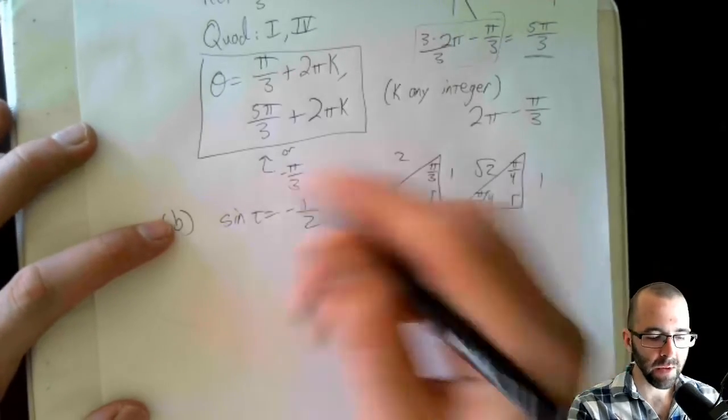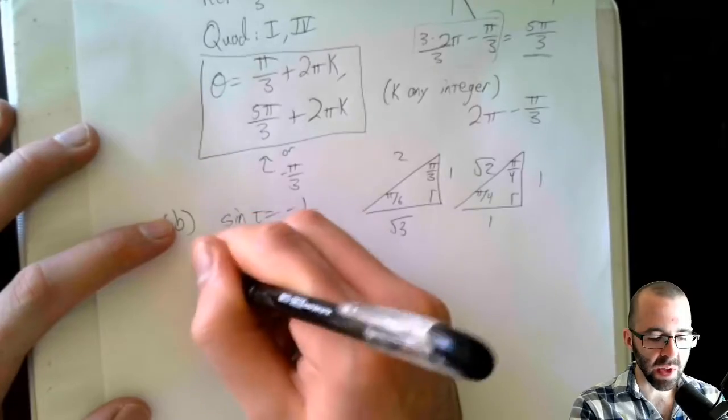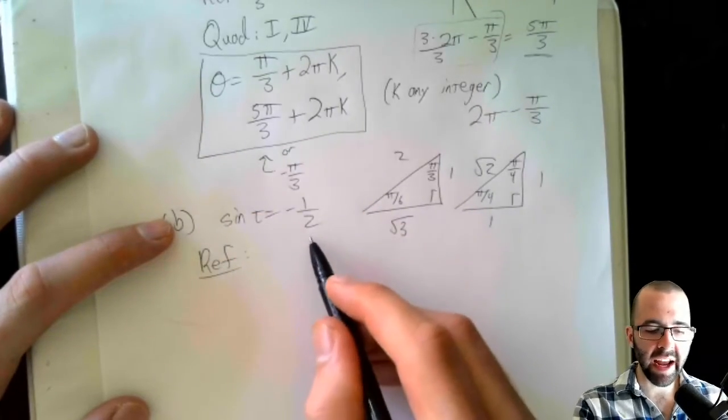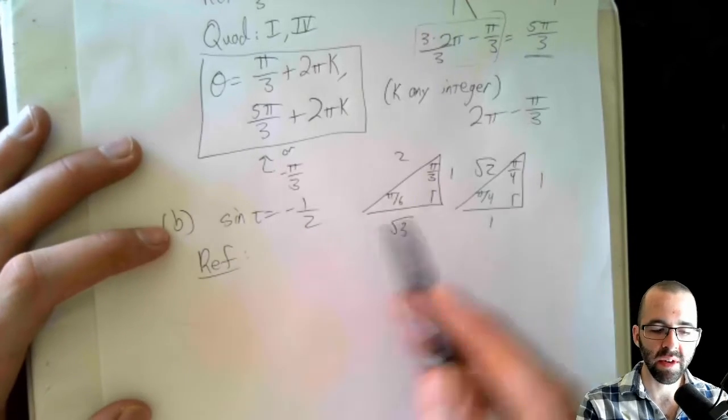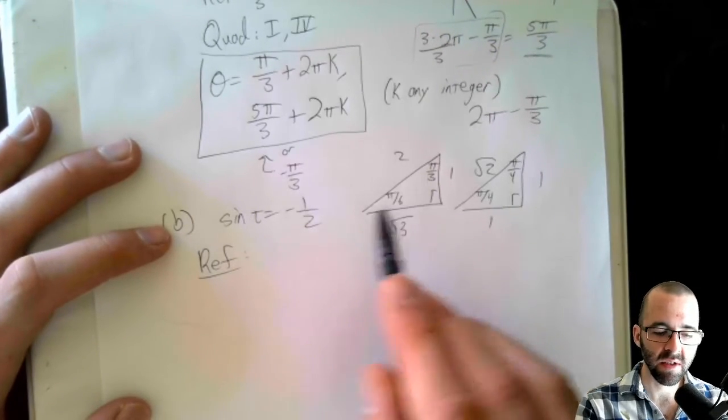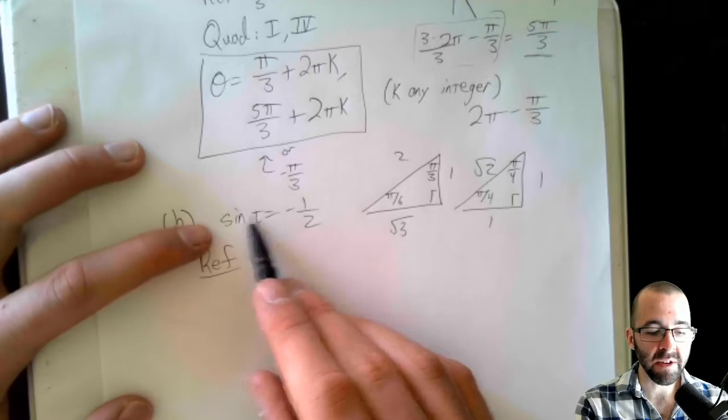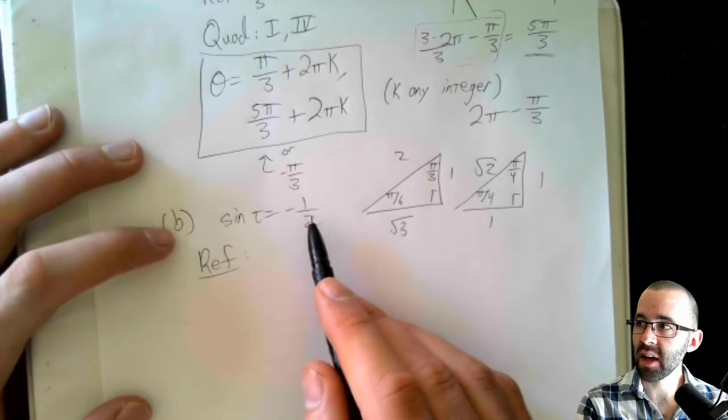So, what reference angle gives us the 1/2? We need to find an angle such that the sine of that angle is 1 over 2. So it's going to be pi over 6. Or again, if you want to use inverse sine to solve this, you can as well.